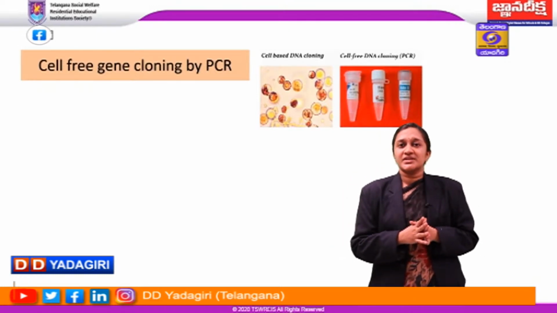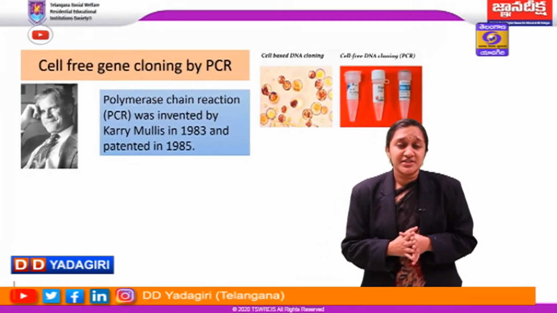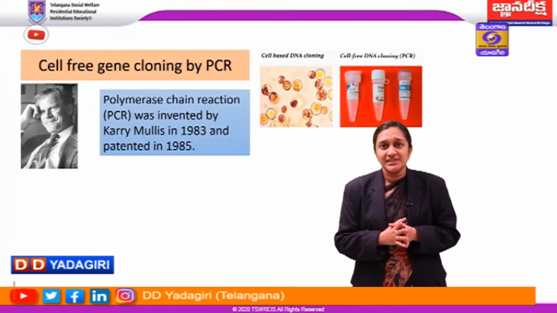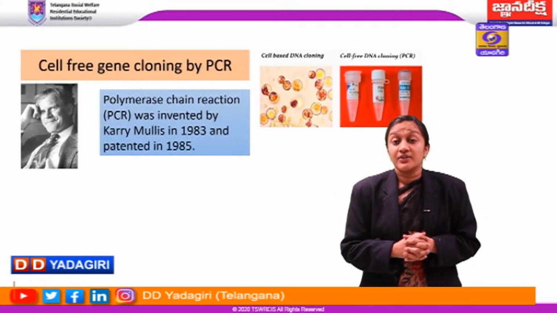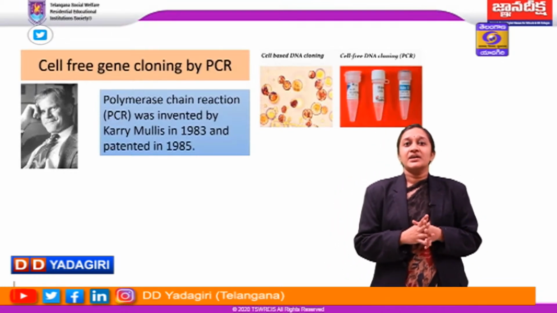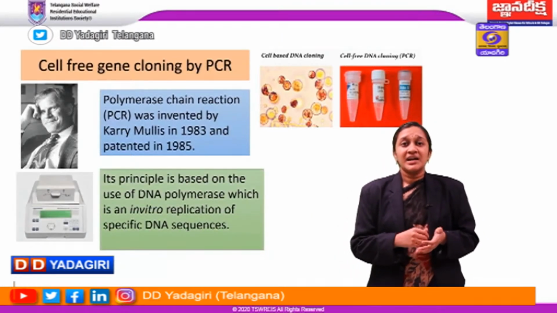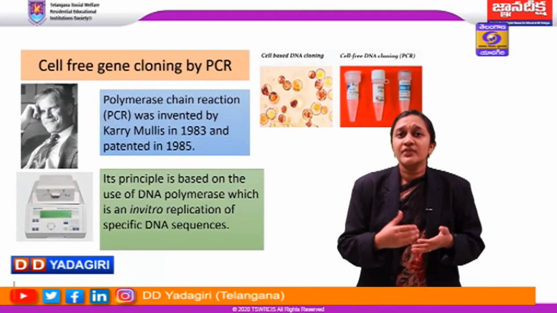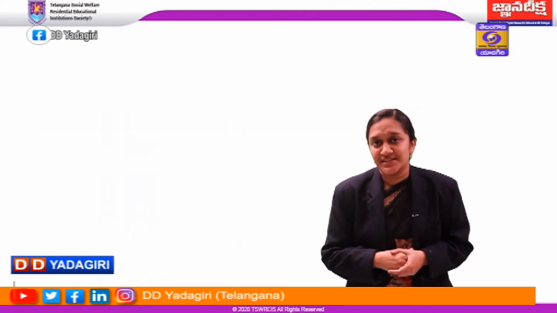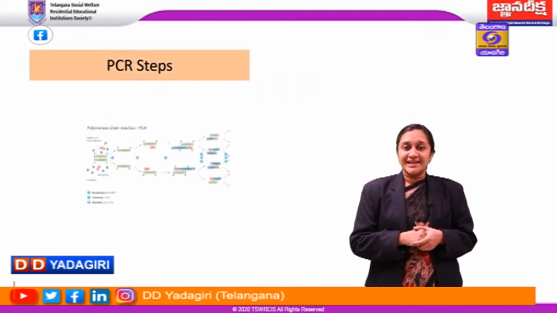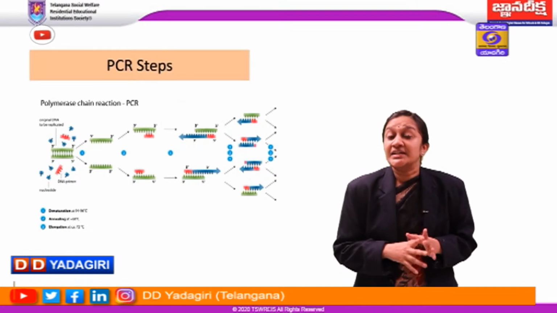This is achieved by a technique called polymerase chain reaction, also called PCR. It was invented by Kary Mullis in 1983 and was patented in 1985. Its principle is based on the use of DNA polymerases for in vitro replication of specific DNA sequences. There are three basic steps in polymerase chain reaction that include denaturation, annealing and extension.